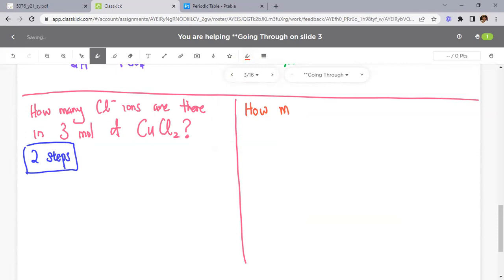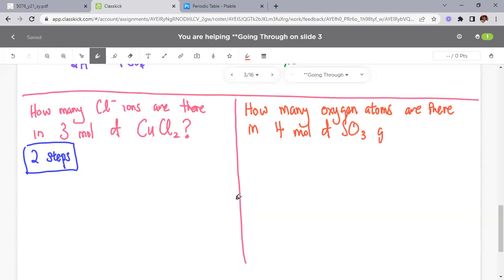Next is how many... let me give you an interesting one. How many oxygen atoms are there in 4 mole of SO3 gas? This one, once again, is going to be 2 steps also.